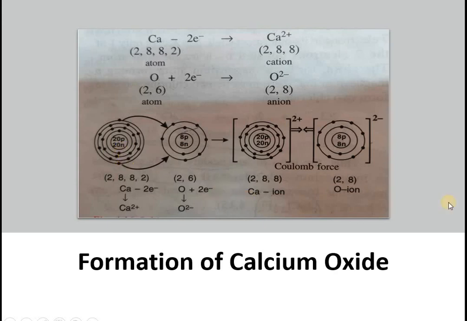Now here only one oxygen ion with charge -2 is required to accept the 2 valence electrons donated by the calcium atom. The formula of calcium oxide is CaO. Here the ratio of calcium to oxygen is 1:1. So the formula is CaO.